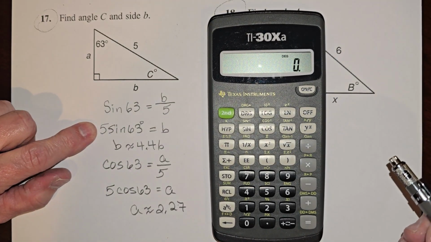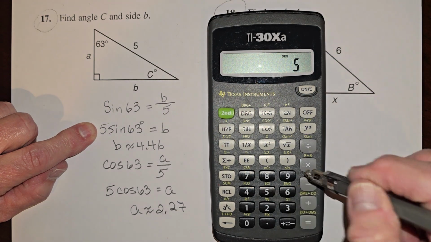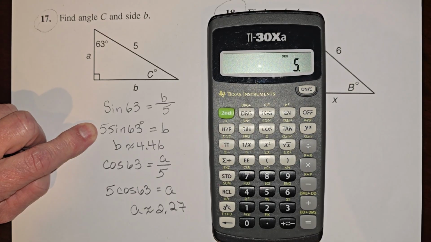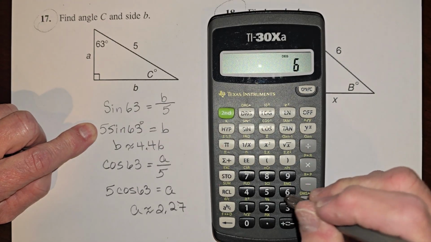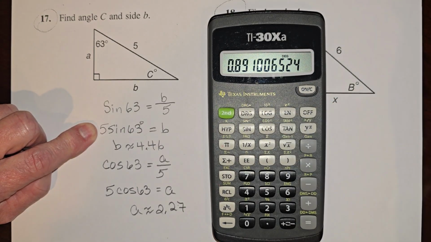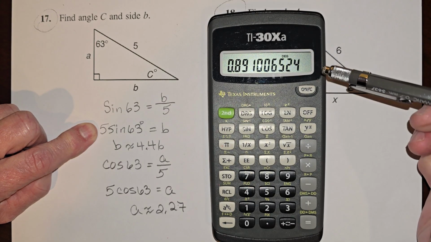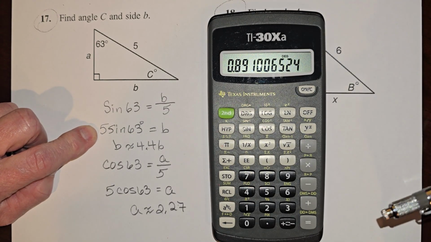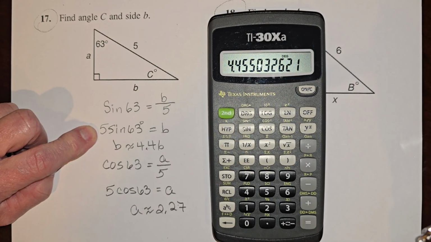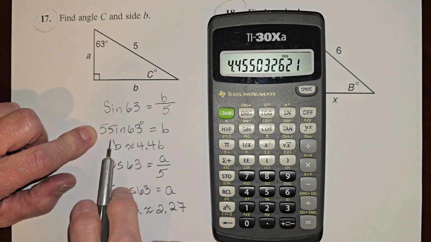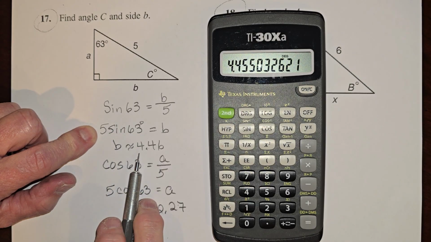All right, so when we try to punch this in, we're going to hit 5 times. And now instead of hitting sine and then 63, we have to hit the 63 first and then hit sine. So 63 sine, and that's the sine of 63 right there. And now to tell the calculator to go ahead and do the multiplication by 5, I'm going to hit equals. All right, and so that is an approximation of b.